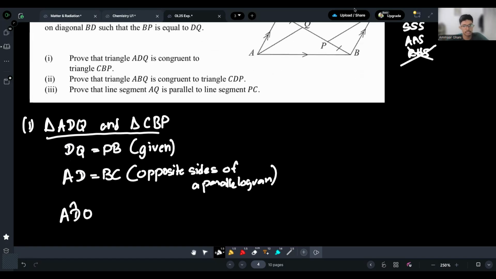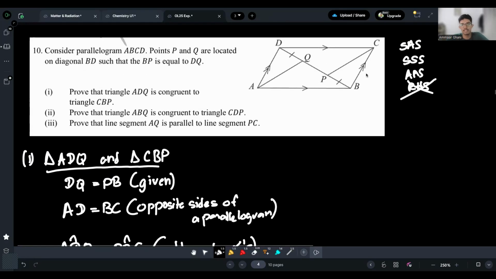ADQ is equal to PBC. We can tell CBP anyway. Okay, you can tell this, alternate angles. Correct. So you have one side, another side, and in between those sides you have the angle.